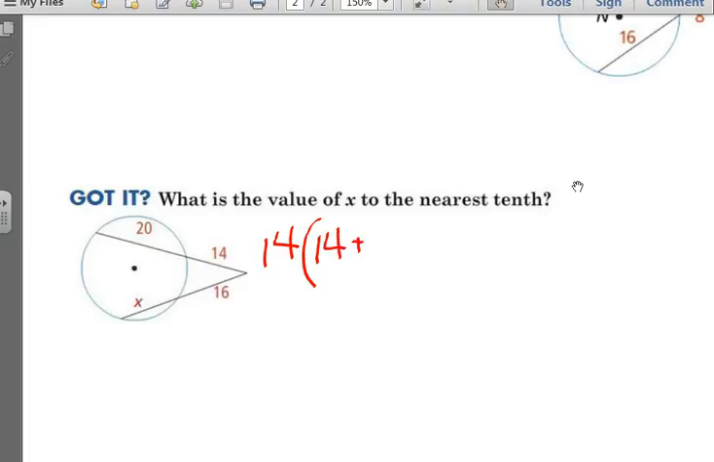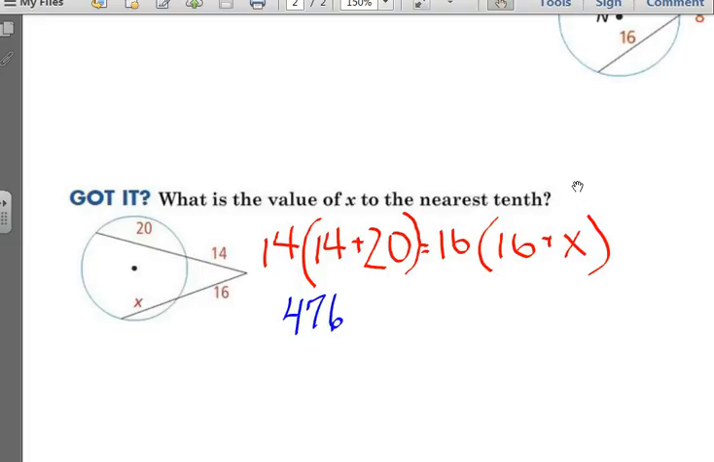And some people go straight to the, I can go ahead and sum 20 plus 14. I don't mind if you do that. But I would be cautious about the distribution on the unknown line there. I would go ahead and write that out so you can see that. I didn't really do anything. So then we got to do 14 times 34. I got it. 476. And then you got 16 times 16. 256.